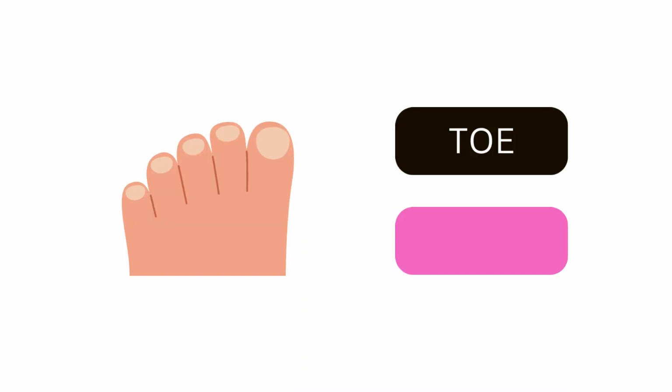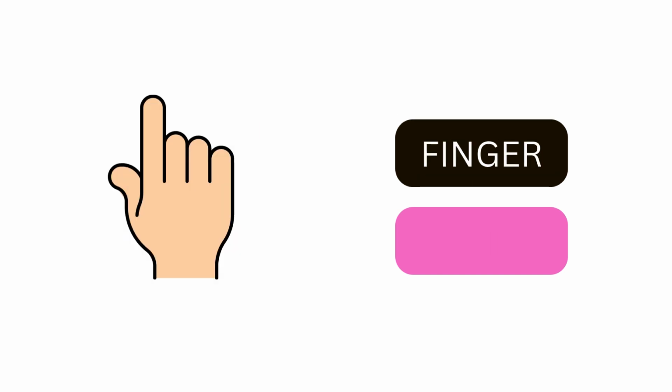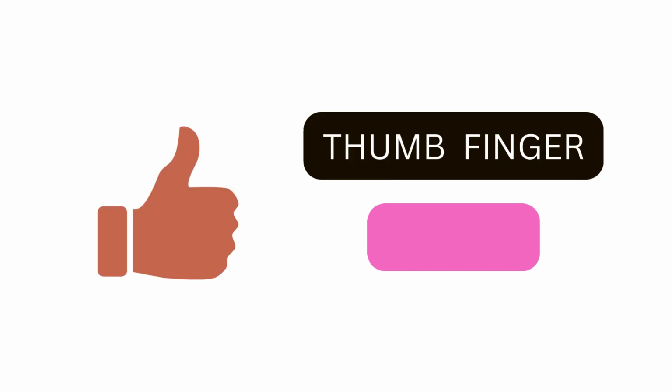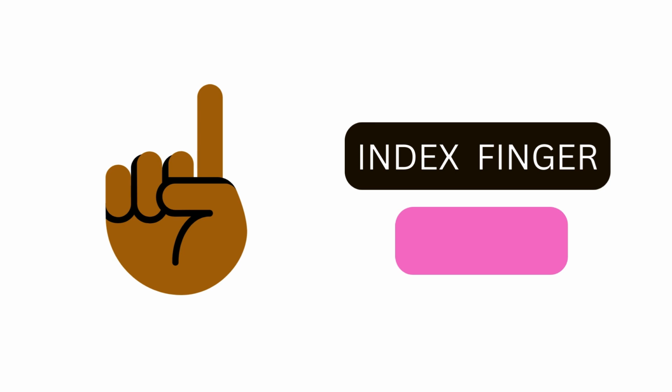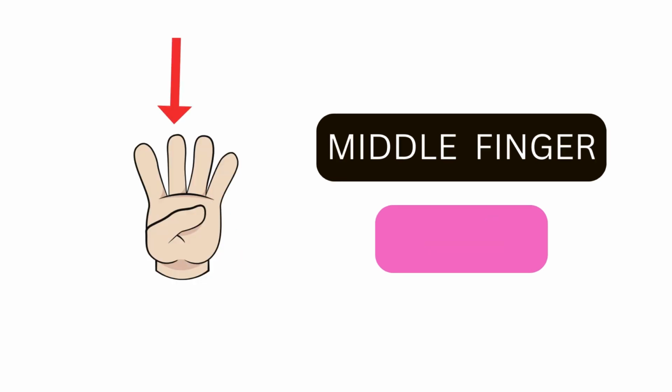Toe in Hindi is पैर की अंगुली. Finger in Hindi is उंगली. Thumb finger in Hindi is अंगूठा. Index finger in Hindi is तर्जनी. Middle finger in Hindi is मध्यमा.